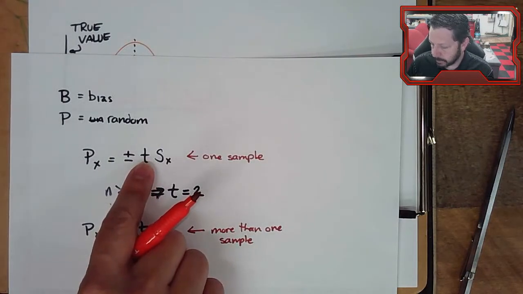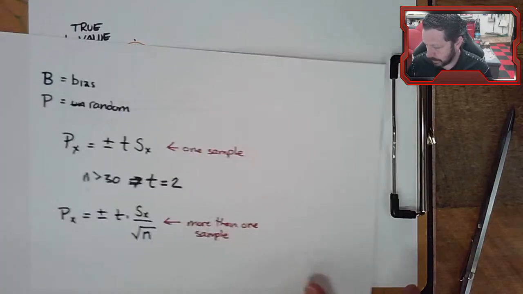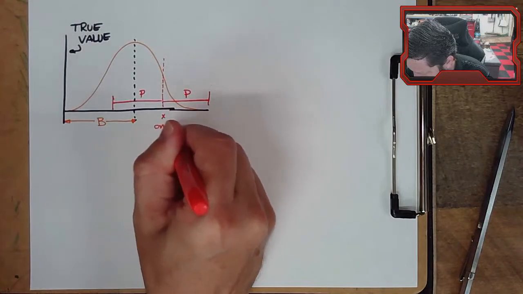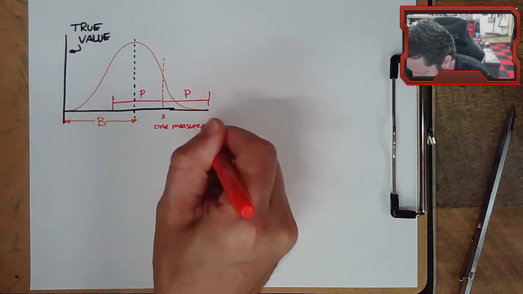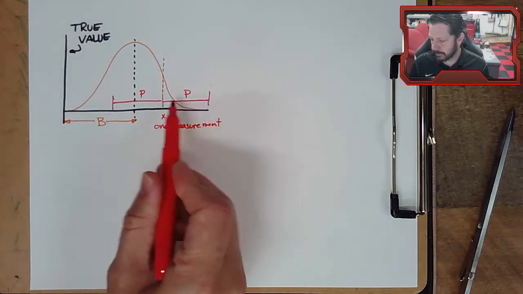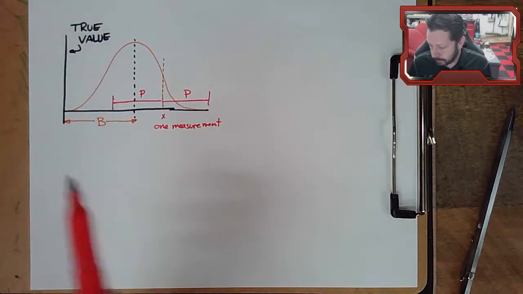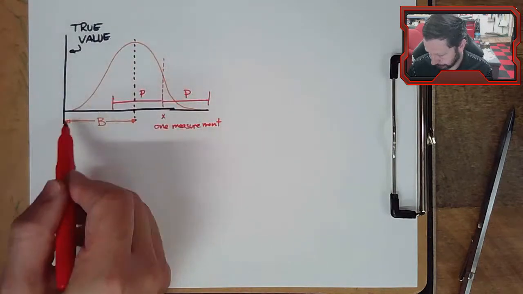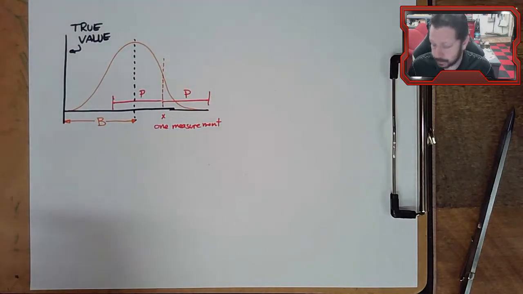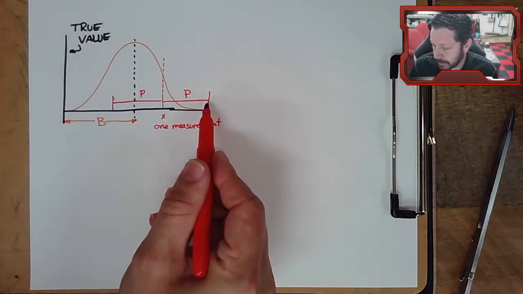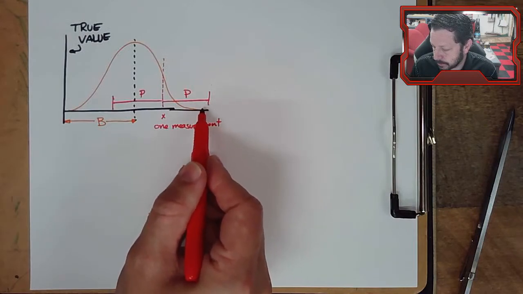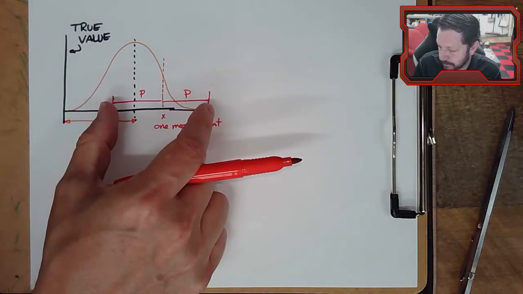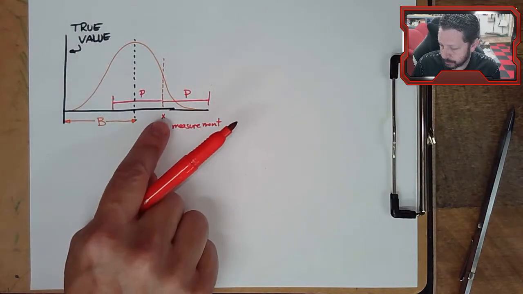So t times our standard deviation gives us something like this. This is one measurement. And so it's got a relatively wide uncertainty around it. It should still land somewhere within the distribution if we had a bunch of samples. It is possible that it would be outside, because there is some chance that it exists out here. But this range is the amount of uncertainty that is associated with this one measurement.